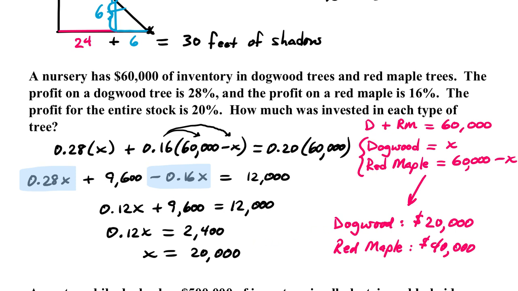Let's go back to the pink ink. Since we let x represent the amount for dogwood, that's $20,000, and then the red maple would have to make up the other 40,000 for a total of 60,000 investment.